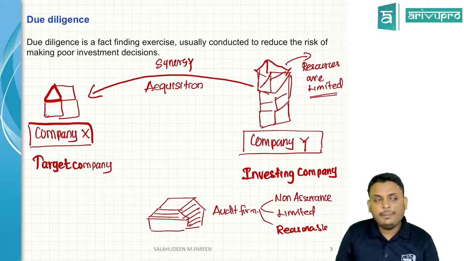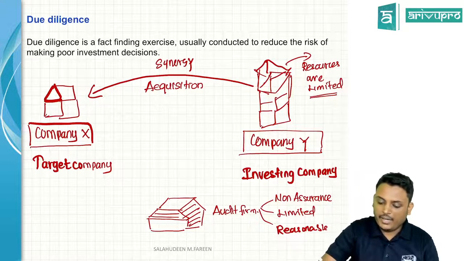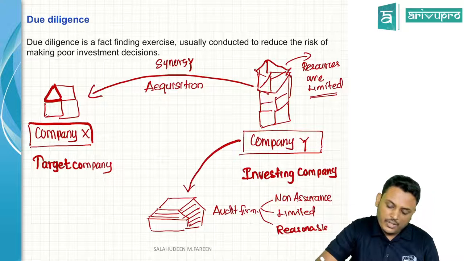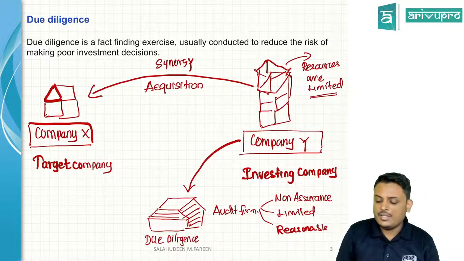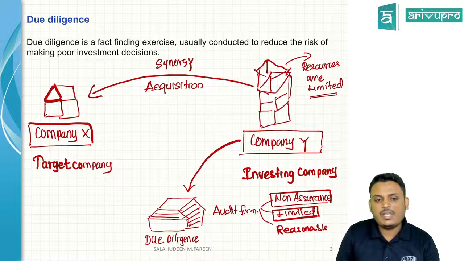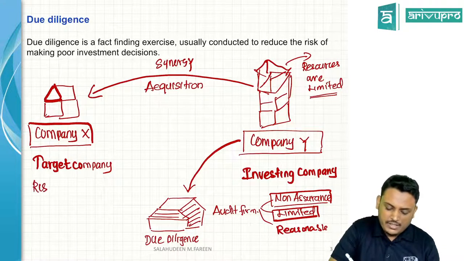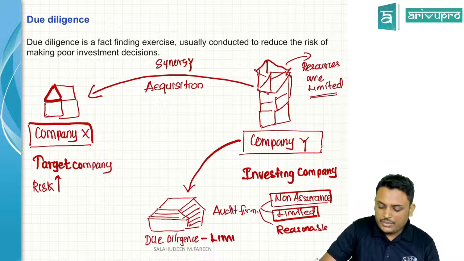Now, company Y requests the audit firm to perform due diligence. Due diligence can be in the form of agreed upon procedures or in the form of limited assurance. Now the risk is very high. Therefore, the due diligence needs to be performed here in the form of limited assurance.